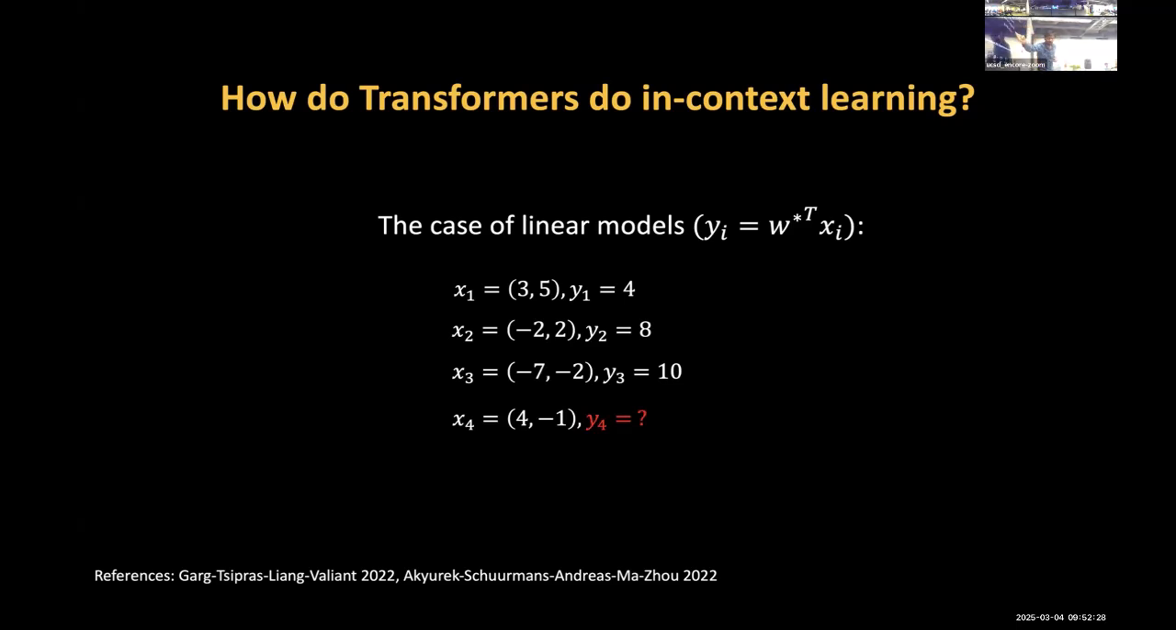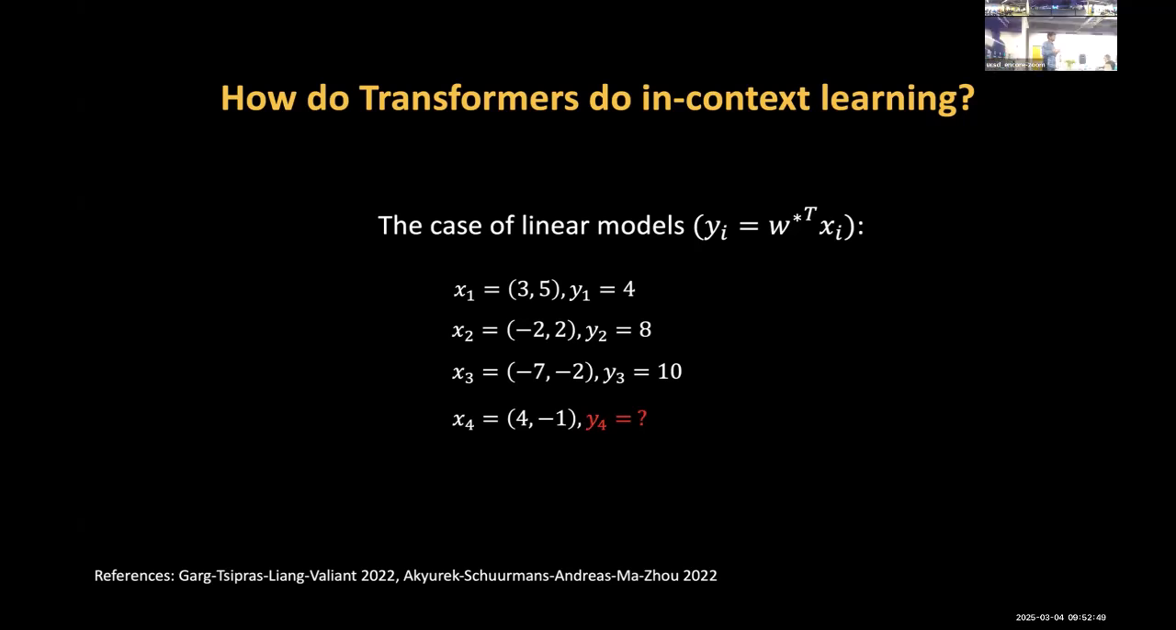And then you get this new example x4. Think of this again like examples from English to French. Then you get this new example, and you're supposed to make a prediction for it. Obviously, this is a linear system in 2 dimensions. There's no noise. There are 3 examples. You can just solve the system, and you know w, and then you can make a prediction.